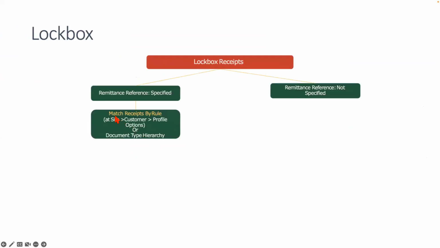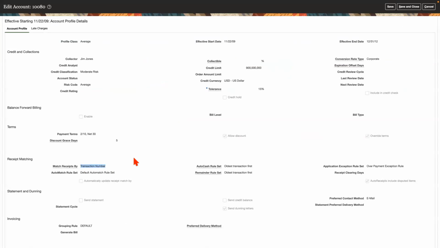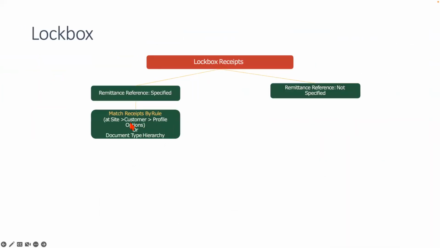So match receipts by option. It looks at the customer and profile options, or there's also default document type hierarchy. So if you look at that, what is it going to be matched by? Transaction number. It checks the line to see if the transaction number is there and determines the next thing. So if the transaction number exists, then what does it do? Then it does the auto matching. It will look at that and decide that that's going to be auto matched to that transaction number.